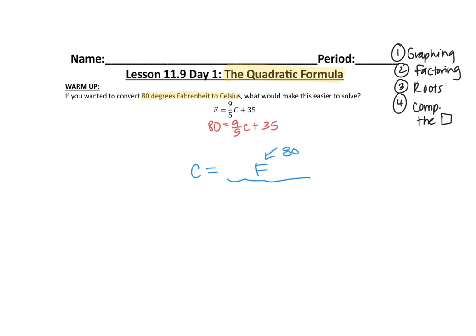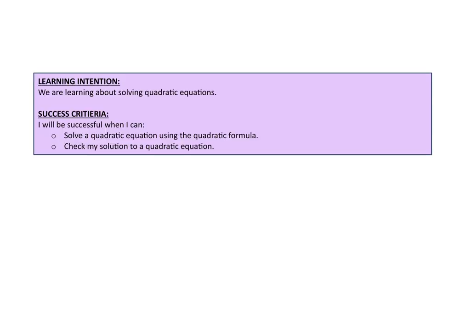So that's straight computational. This one I have to do a little more work to solve. I'd have to subtract 35, then multiply by 5/9. But if it said Celsius equals, it would be much easier to solve. That's going to relate to what we're doing today when we're solving quadratics using the quadratic formula.